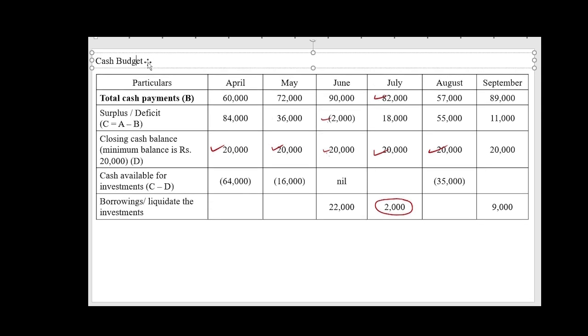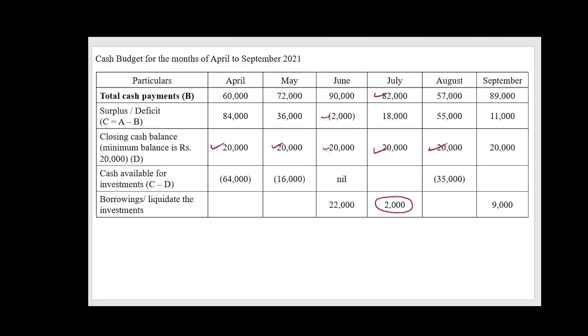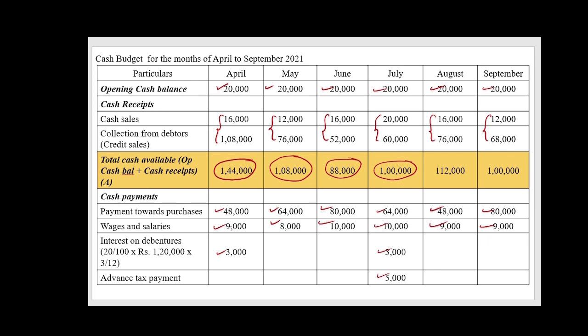Please go ahead and solve the problem on your own and try and find out whether your answers are the same as these answers. Simple problem, only thing is use a little bit of calculation. We have to make a little bit of calculations for sales and purchases. And then since the problem mentions that a minimum cash balance has to be maintained, we have to keep in mind that at any given point of time, the business should not fall short of 20,000 rupees, which is the minimum cash balance. So that's the cash budget for months of April to September.